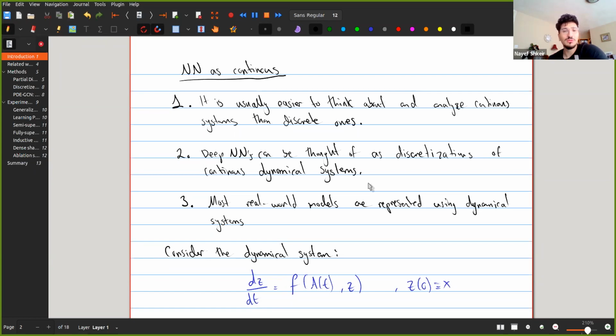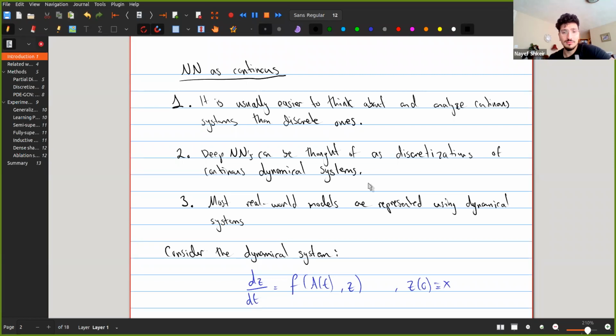Third, most real-world models are represented using dynamical systems. Pretty much every real-world process has an ODE or PDE trying to model it. So it would be nice to have a combination of the theory and analysis that you have from PDEs with the data that you have from machine learning models.